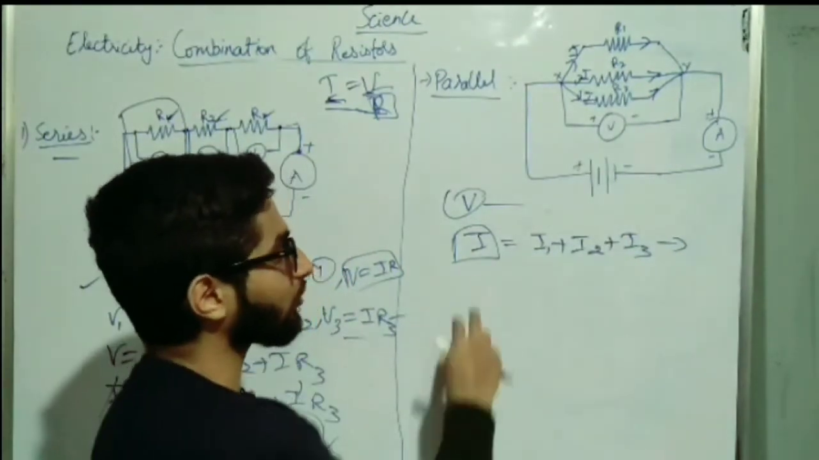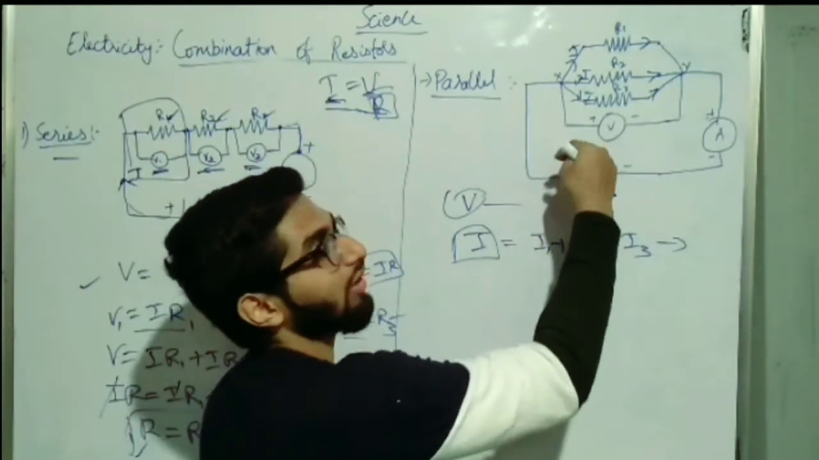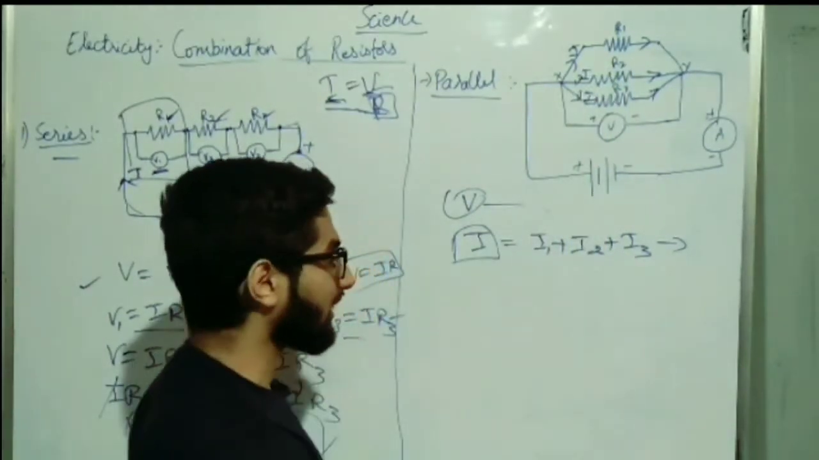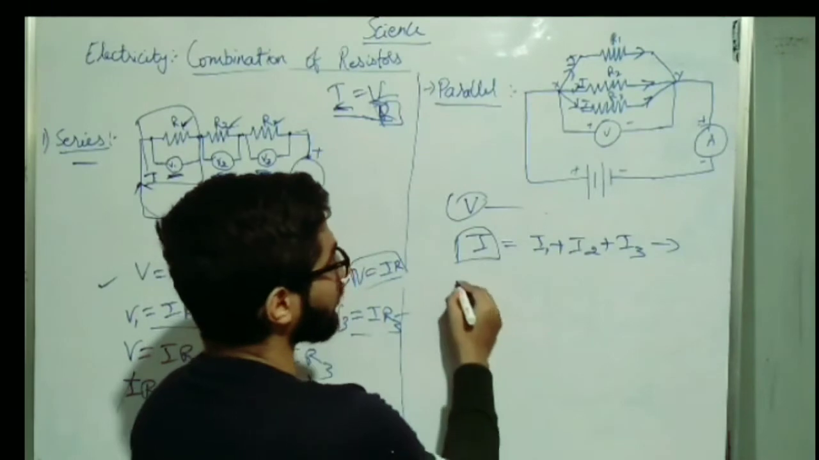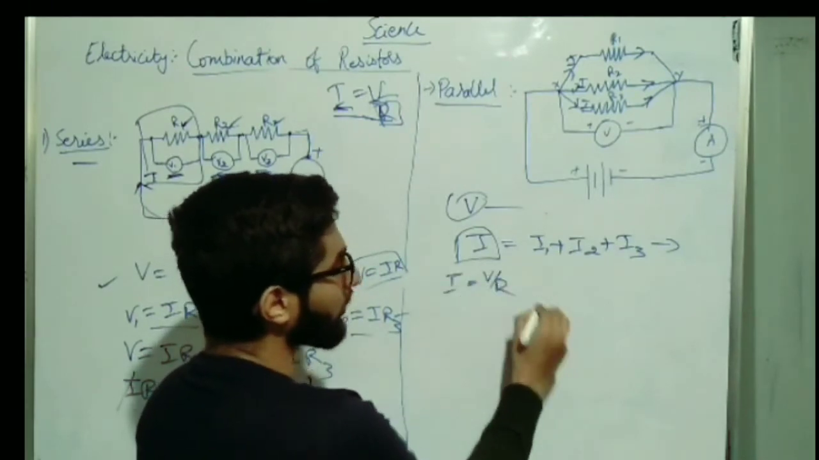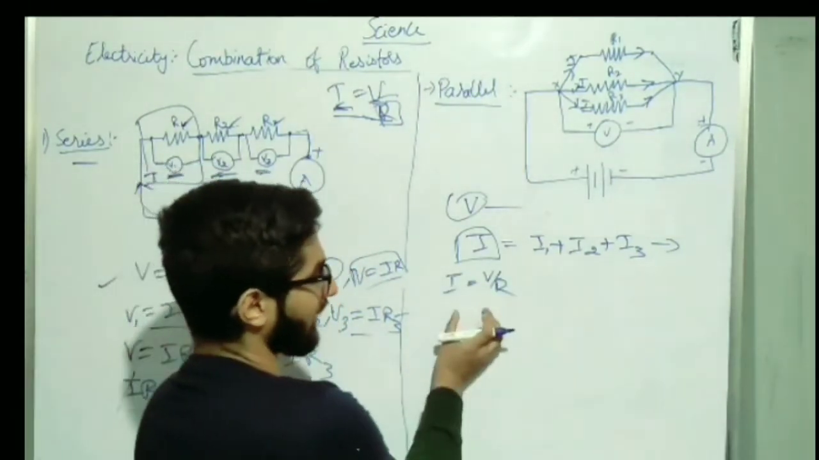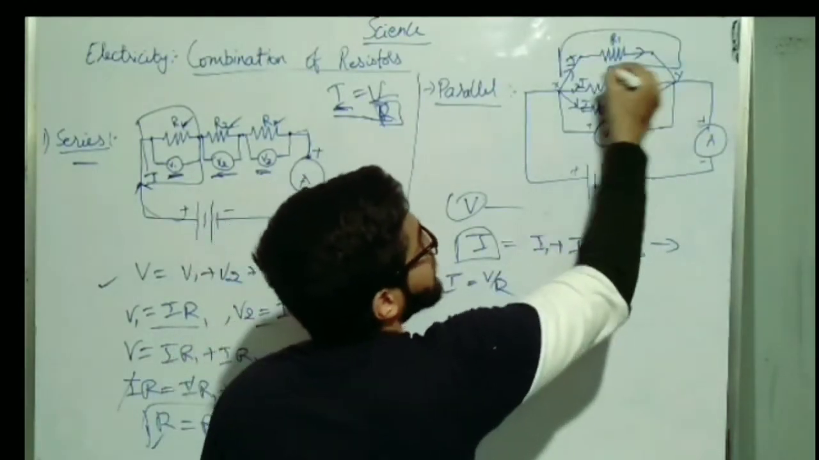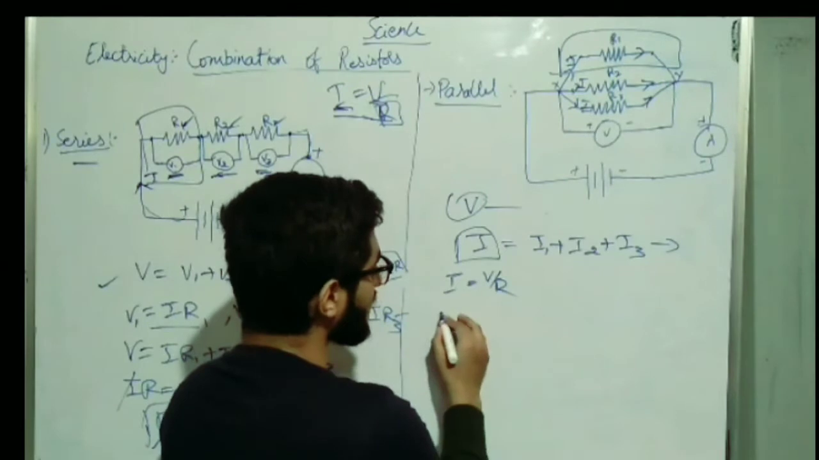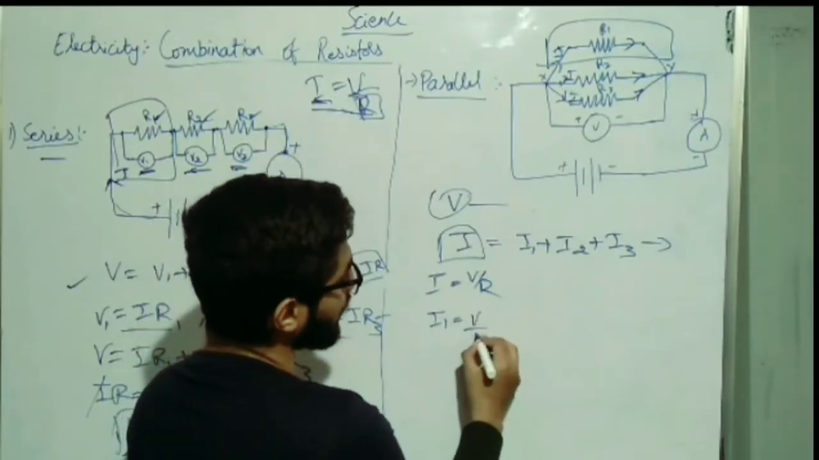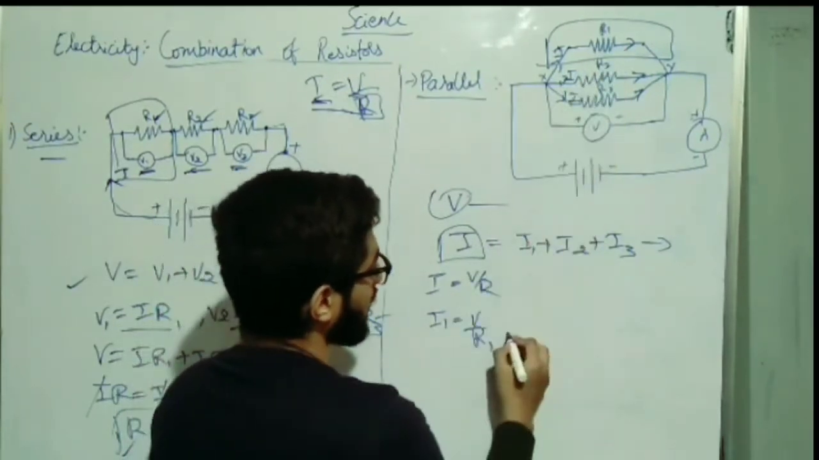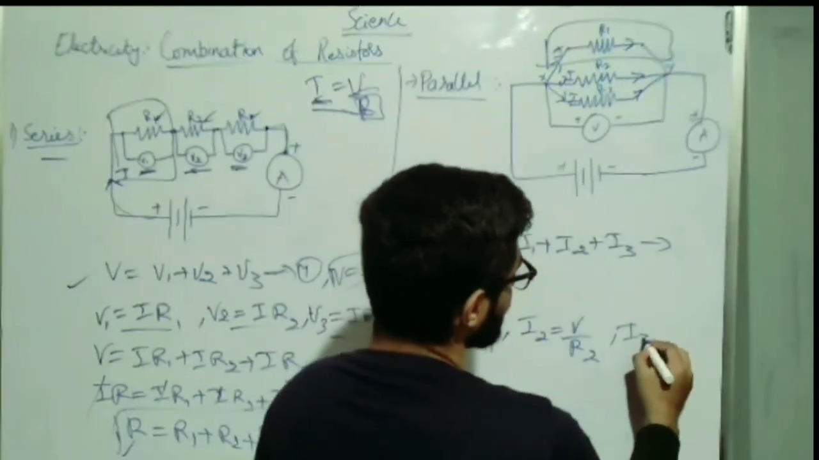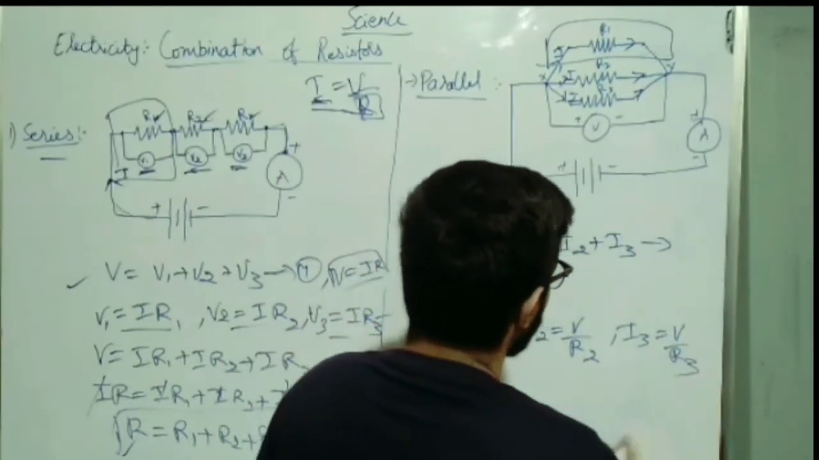How do you find the total current throughout the circuit? You have to add the individual currents of the resistors. Then we know that by Ohm's law, I is equal to V by R. Keep this in mind. What happens if I take an individual circuit? Here I is varying. So I1 is equal to V by R1 for the first circuit. Similarly for the second circuit, R2, and the third, R3.